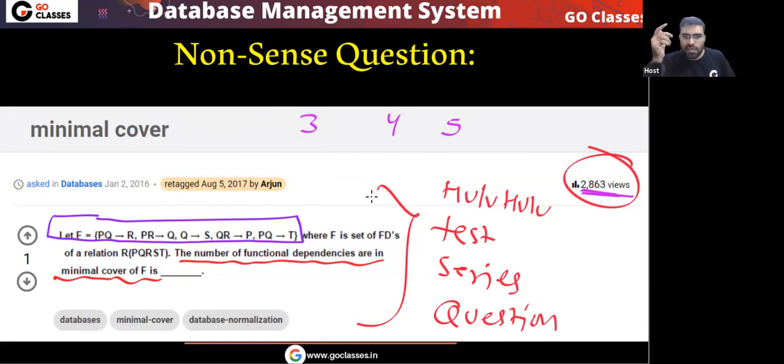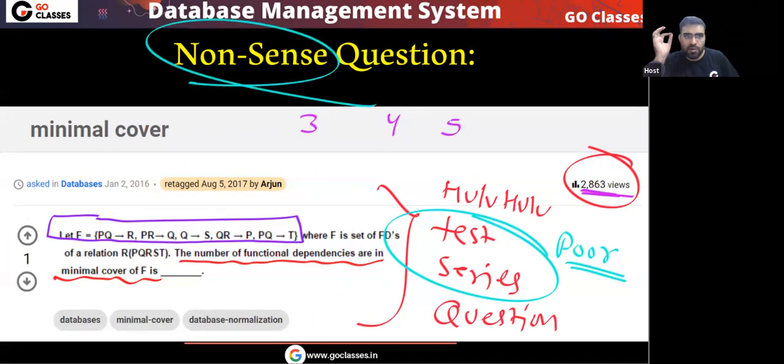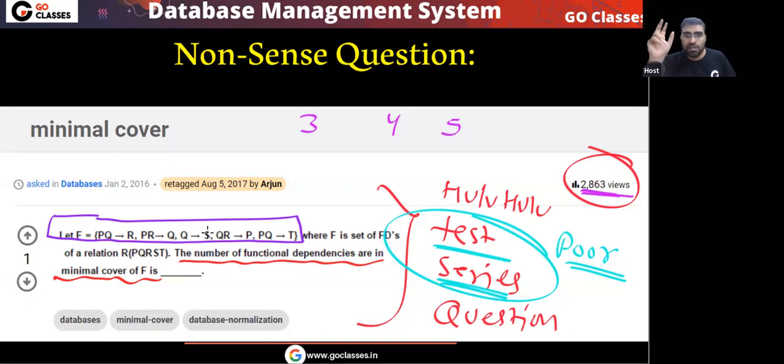Basically, then they will ask in the Telegram group. Basically, they will waste a lot of time because of this poorly framed question. This question is nonsense. But because of this nonsense question, if you find it in a test series, you will be thinking, sir, what should be the answer? In the GATE exam, if this question comes, what answer should I put? So these types of things are nonsense. This is what I'm telling you.